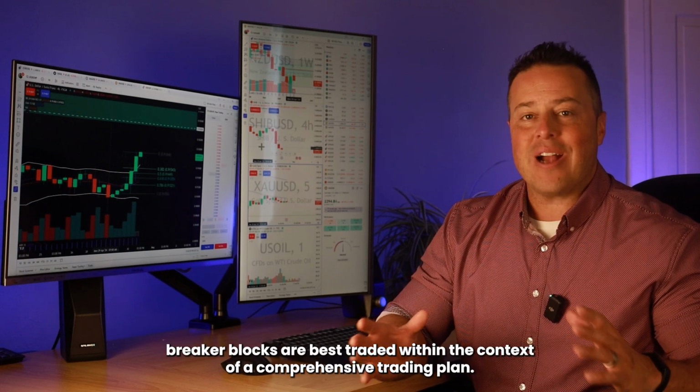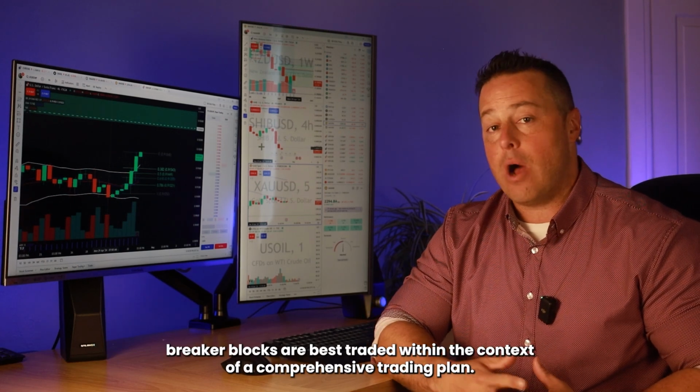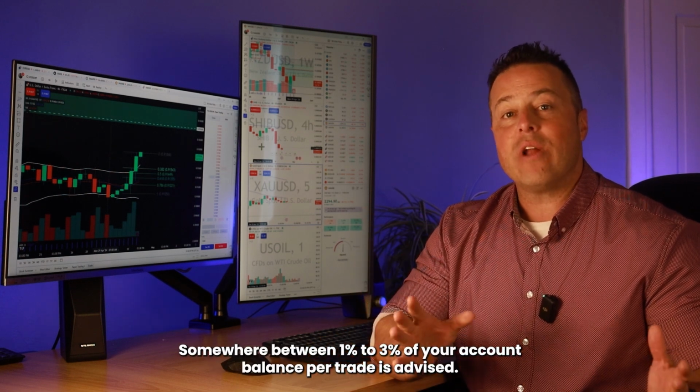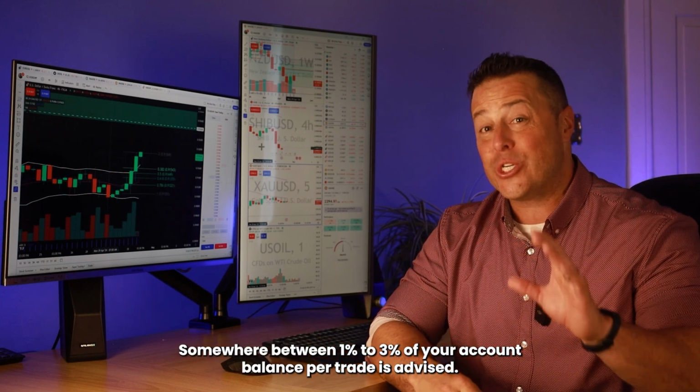Now, of course, breaker blocks are best traded within the context of a comprehensive trading plan. The use of prudent risk management, somewhere between 1% to 3% of your account balance per trade, is advised.